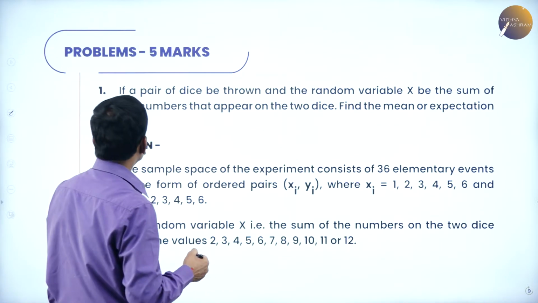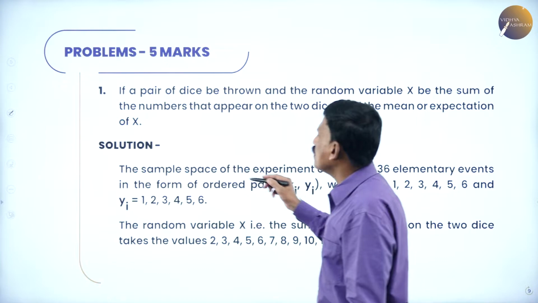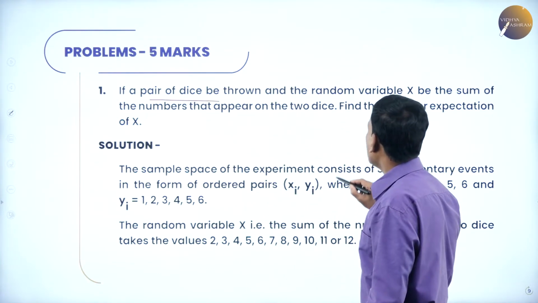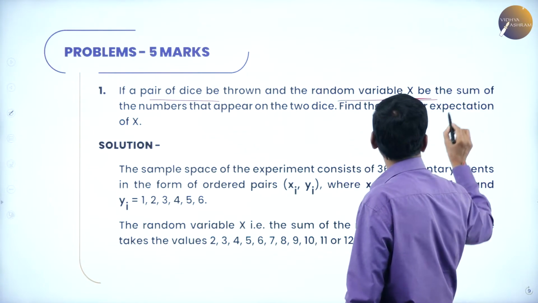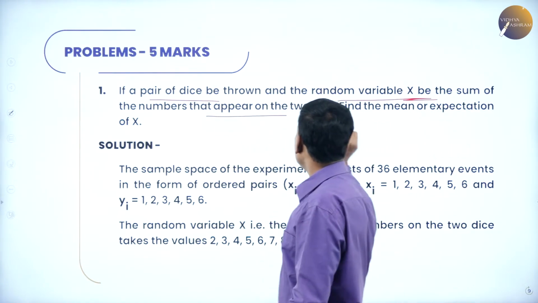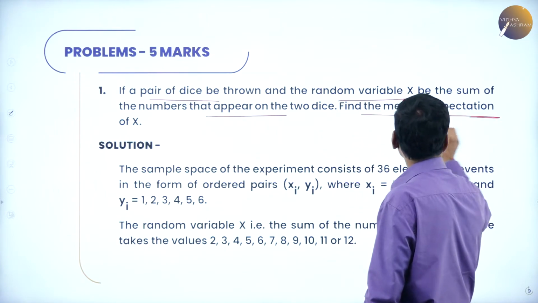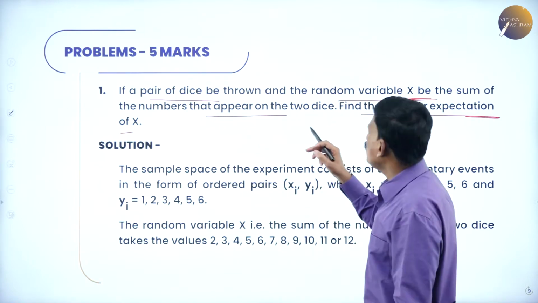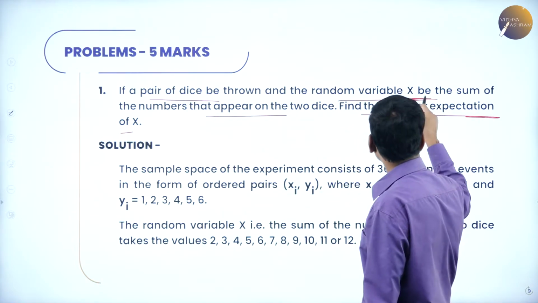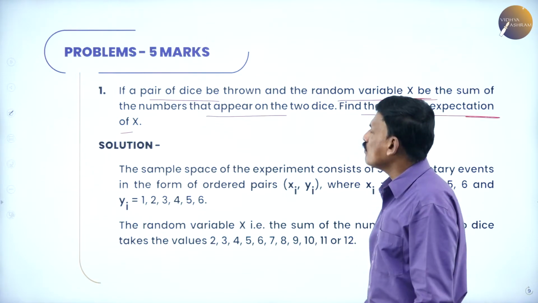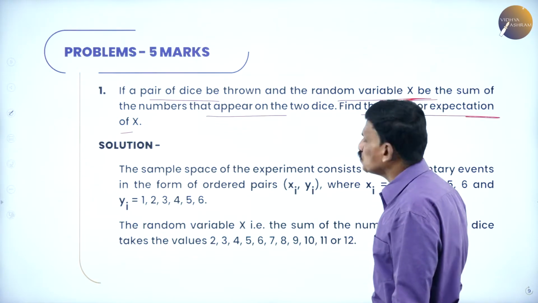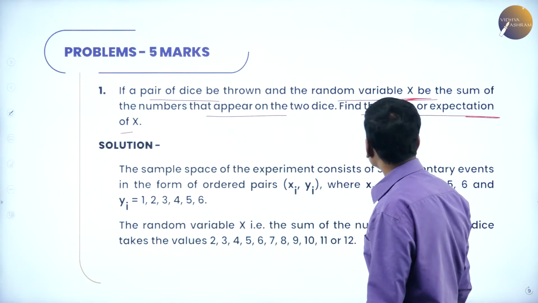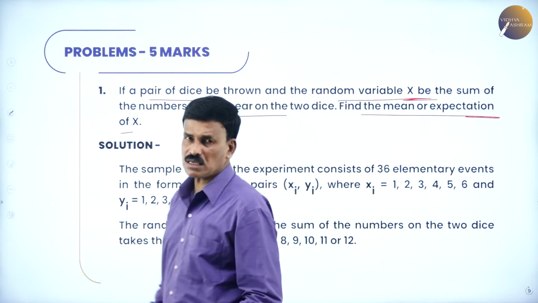Okay. Now let us consider an example. If a pair of dice is thrown and the random variable x is the sum of the numbers that appear on the two dice, find the mean or expectation of x. See here, a pair of dice is being thrown and the random variable x is the sum of the numbers that appear on the two dice. Find the mean or expectation of x. This is the problem given.